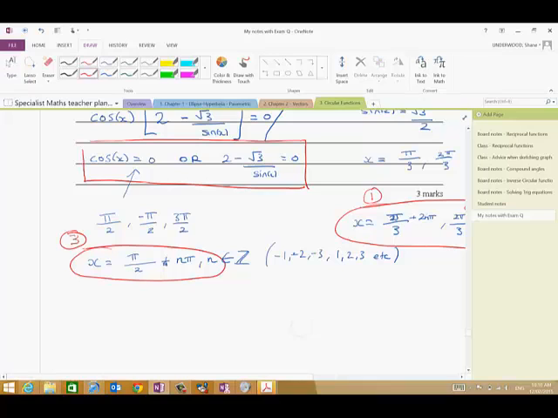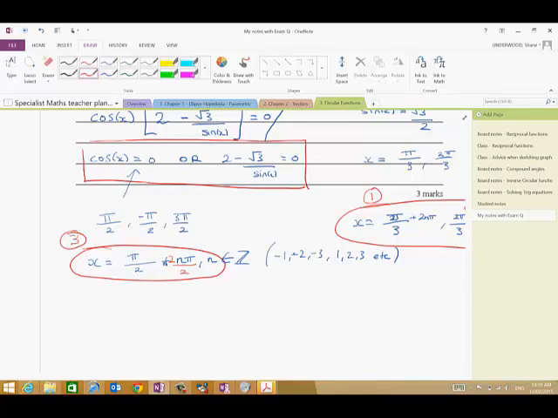Now, what you could have done is actually said that maybe we could have had this over 2, if you like, which means that this is 2, and you could have done it that way. But at the end of the day, it's the same thing. Let's have a look at the examiner report, because this was an absolute schmozzle.